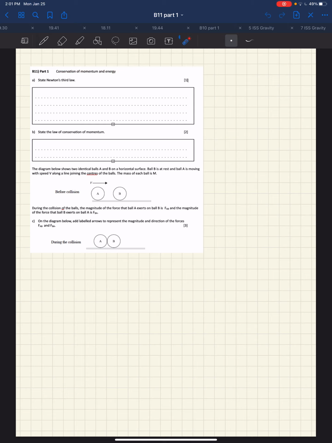B11 is about conservation of momentum and energy. And our first question, we're asked to state Newton's third law.